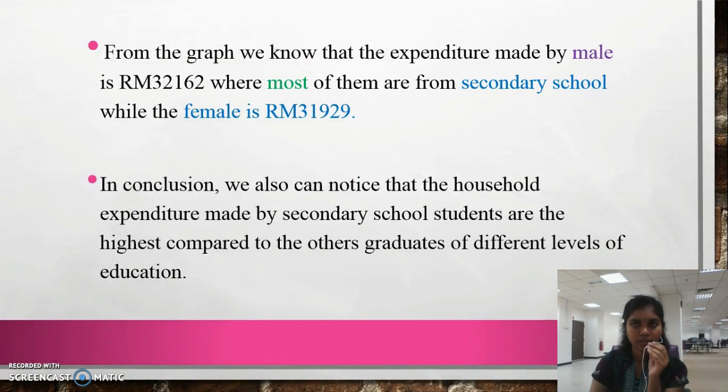From the graph, we know that the expenditure made by males is RM 32,162, where most of them are from secondary school, while the female is 31,929. In conclusion, we also notice that the household expenditure made by secondary school students is the highest compared to other graduates of different levels of education.